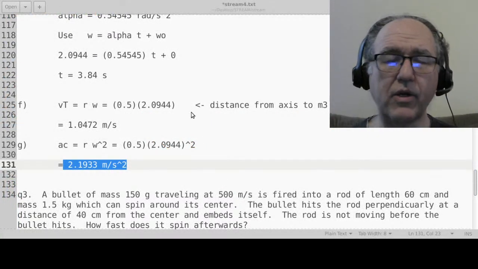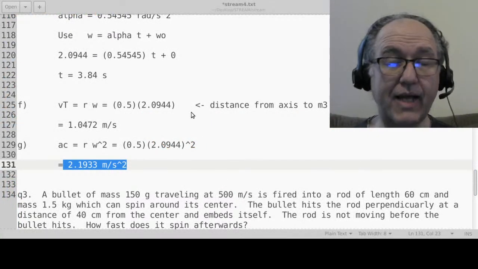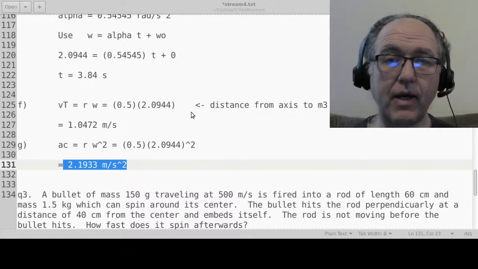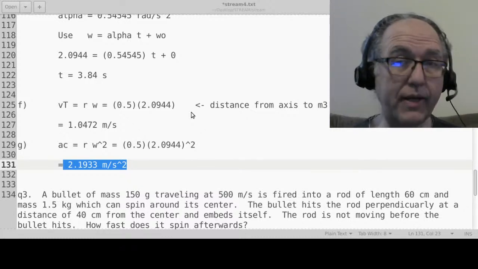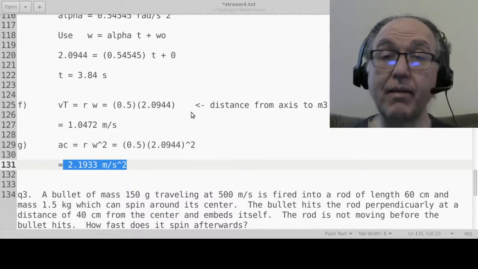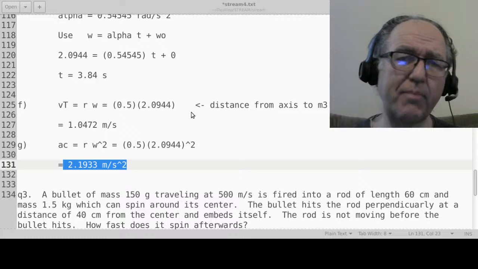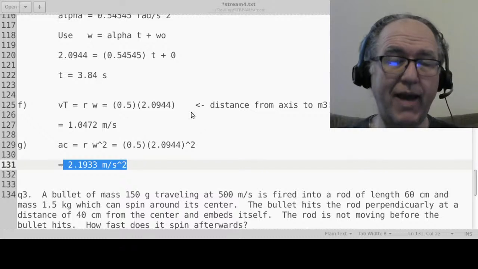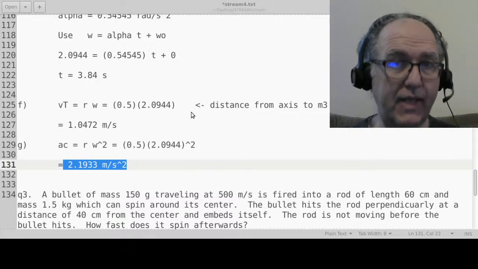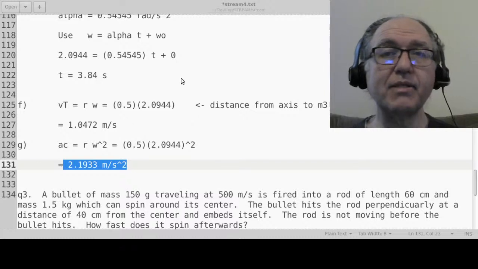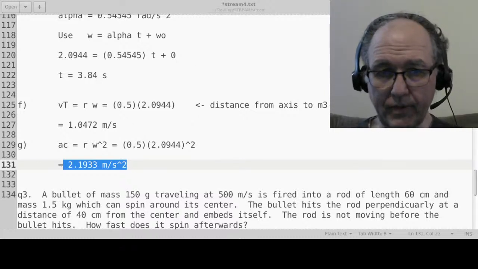Okay, and that solves that problem. Now, there were some other things I could have calculated, like the tangential acceleration, and I could have also asked for the tangential velocity of m1. It's the same thing, but you would have used r for m1. Okay, but there it is. That question pretty much goes over everything that we did with rotational kinematics and rotational dynamics, including calculation of the moment of inertia.